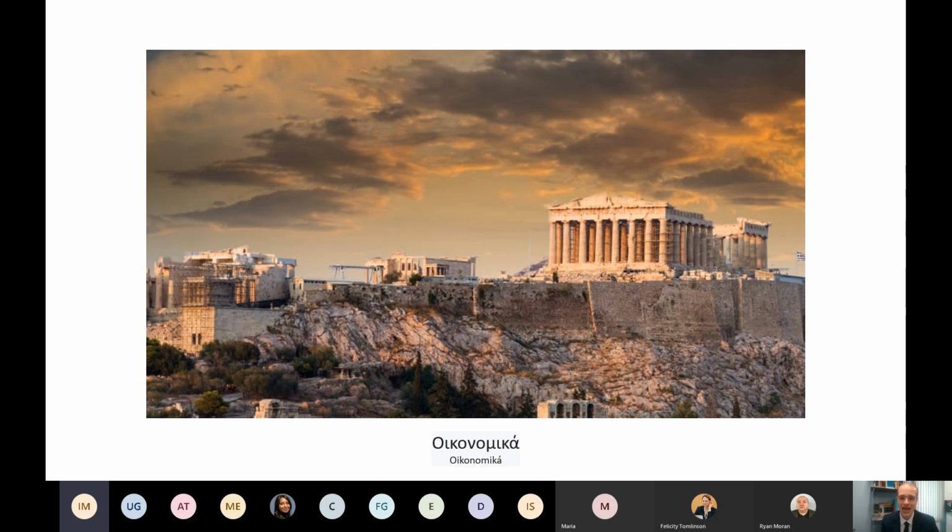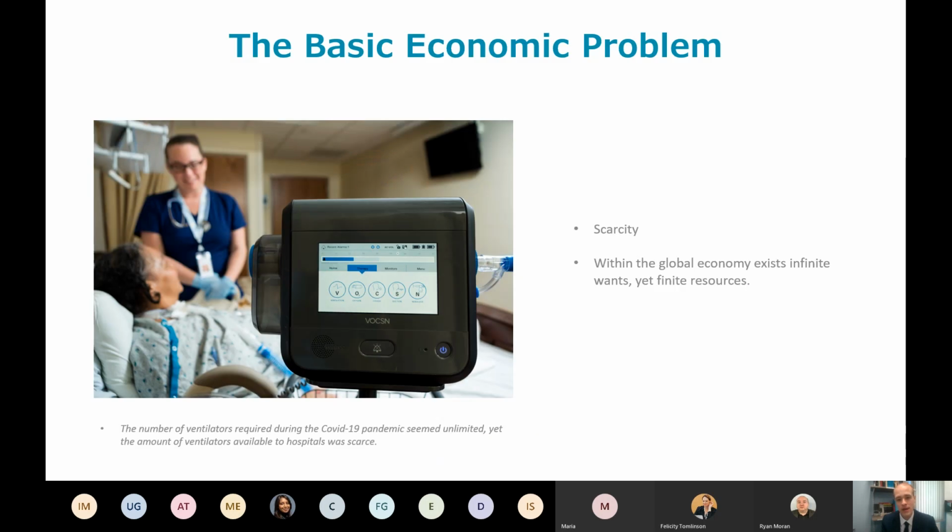Now, to be honest, I knew that nobody joining this session would give me the definition, the art of household management. But that is what economics actually is. In economics, what we study is how we allocate resources to the most efficient use. And the reason why it is so critical to understand and be able to analyze how we allocate resources is because of the basic economic problem.